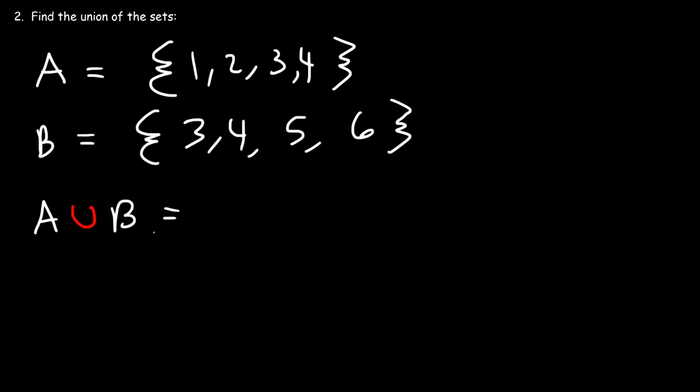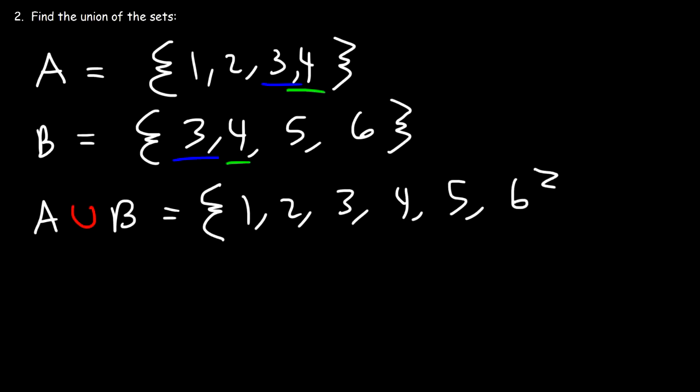When I think of union, I think of combining these into a larger set. Now notice that we do have some common numbers, 3 and 4. Now the union will contain everything in both sets, but 3 and 4, we're not going to write twice, only once. So the union of set A and B is going to be 1, 2, 3, 4, 5, and 6. So we're going to write everything in both sets, but only write it once. So let's try some other examples.